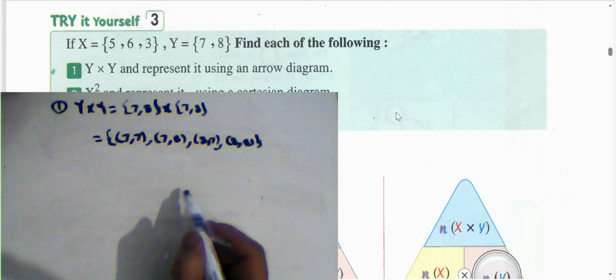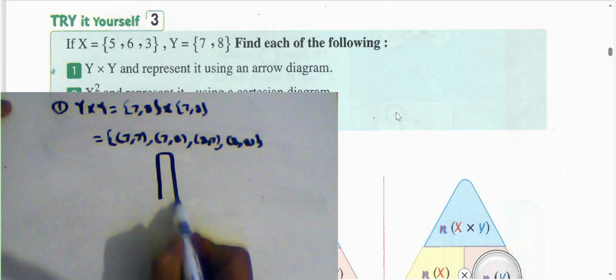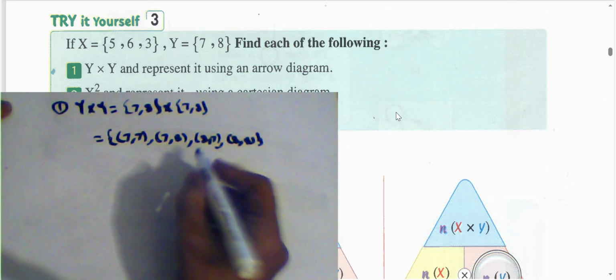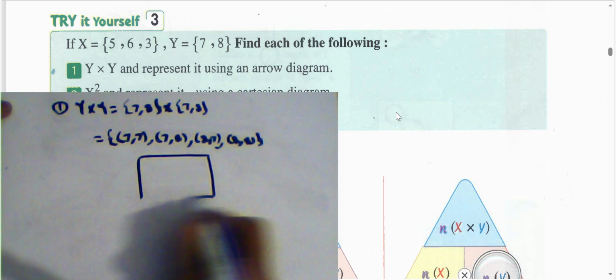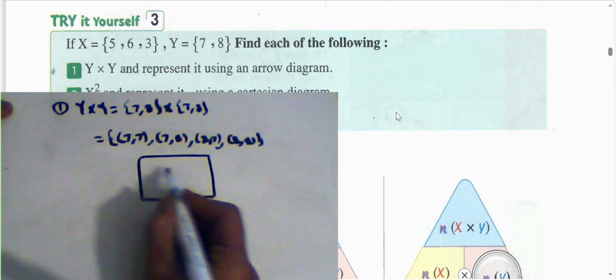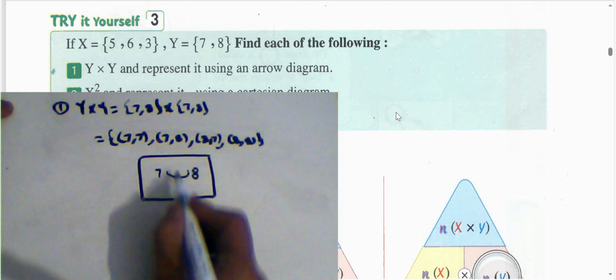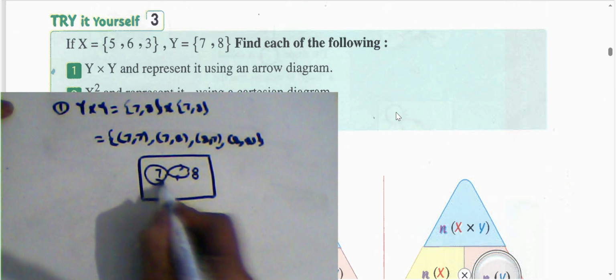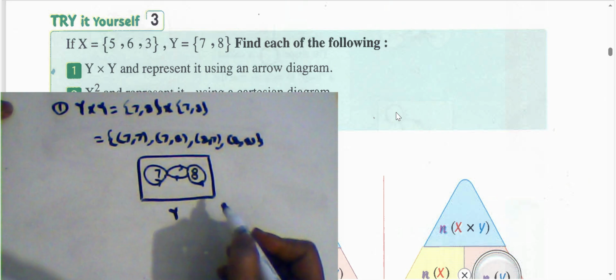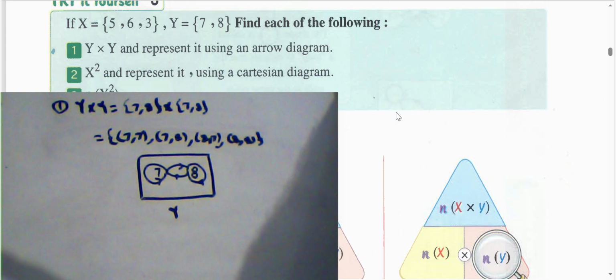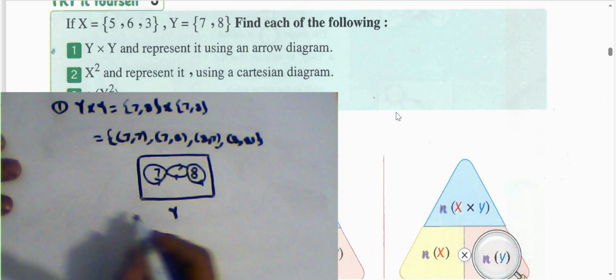And then draw the arrow diagram for y and y, or you can draw a rectangle and put all the elements of y in it. We have the elements of y, 7 and 8, the elements like this, and 7 with 7 and 8 with itself. Number 2, x by x, also a Cartesian product.